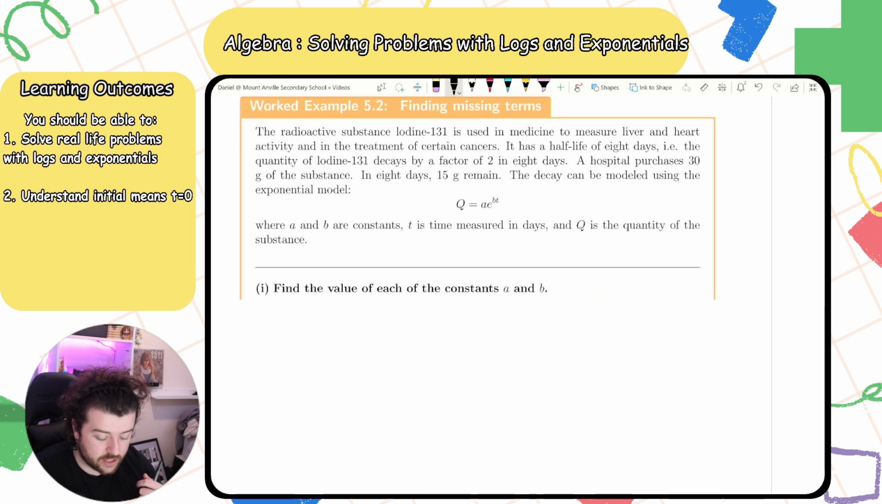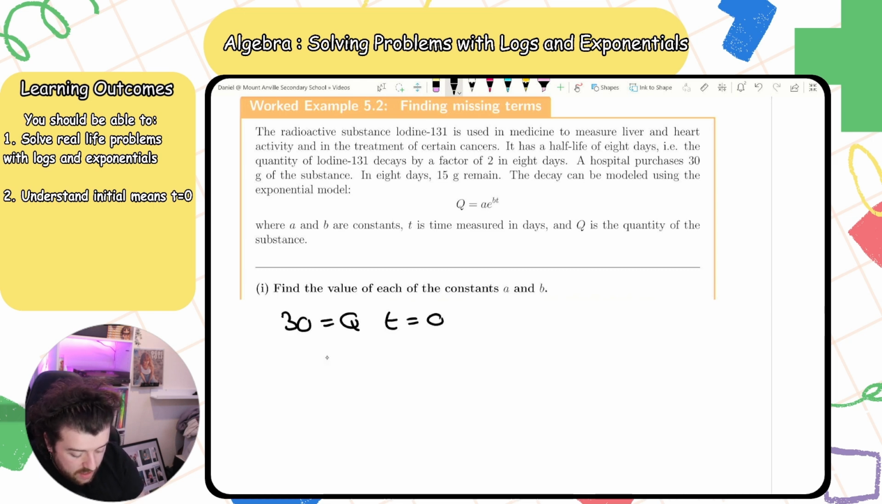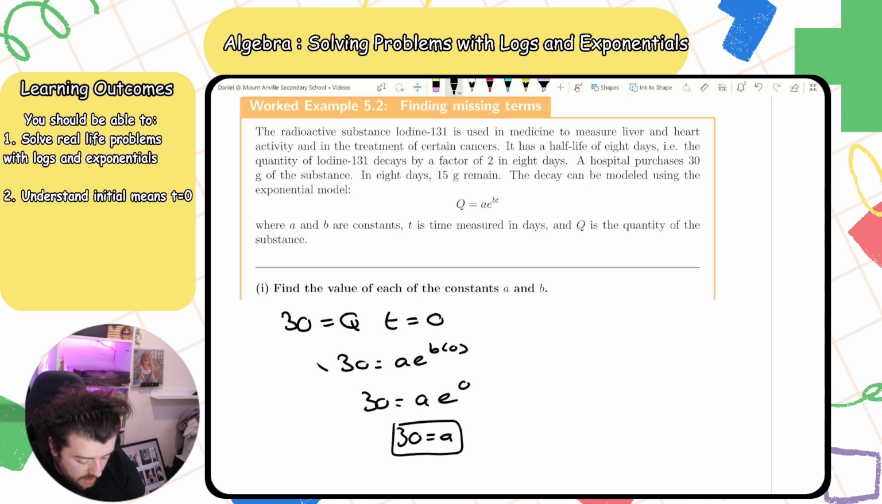The decay can be modelled using the exponential model Q equals A e to the power of bt, where A, B are constants and t is measured in days. Q is the quantity of the substance. Find the constants A and B. So, first of all, let's look at the initial quantity. 30 equals Q, and t is going to equal 0. So 30 is going to equal A e to the b times 0. 30 equals A e to the power of 0. Anything to the power of 0 is 1. So I get 30 is equal to A.